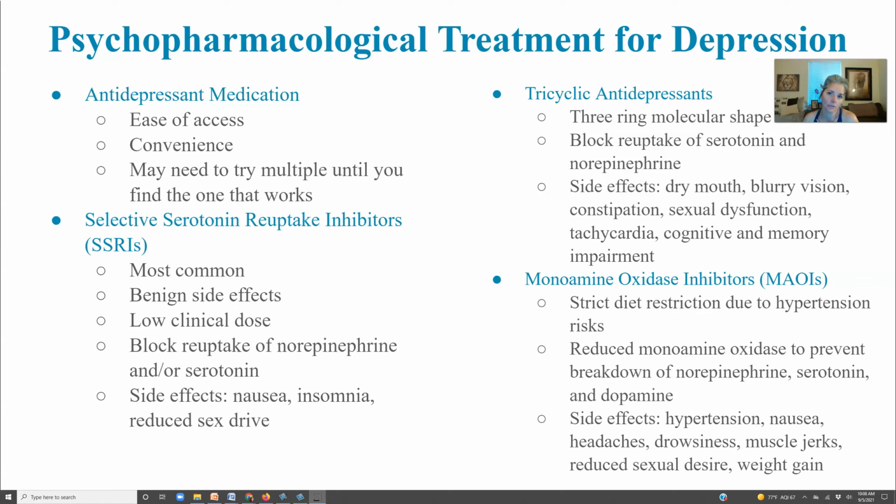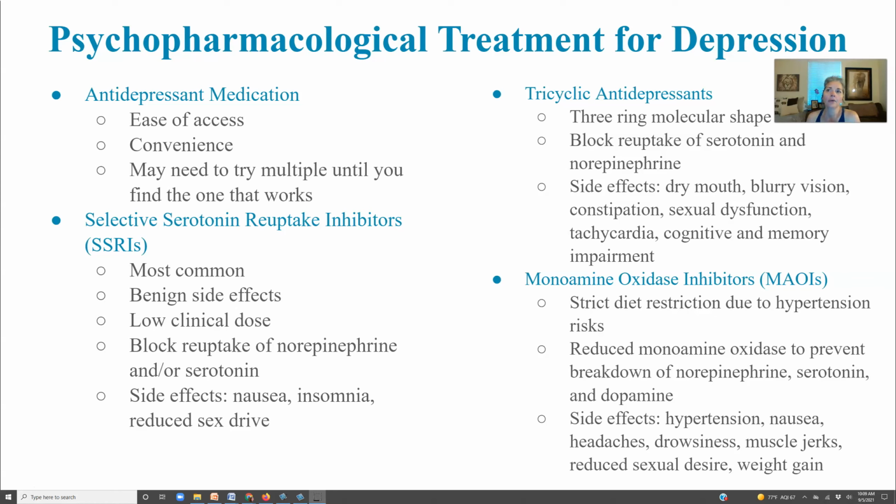Tachycardia in particular, that's when you have a rapid heart rate. It can be dangerous. Your MAO inhibitors, those actually, unfortunately, can cause huge risk for hypertension, which puts you at risk of a heart attack.